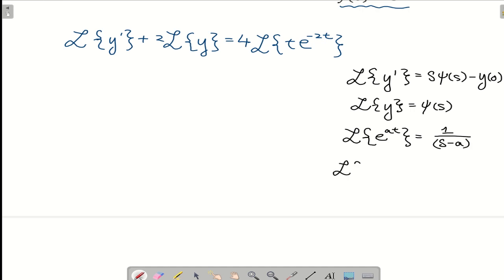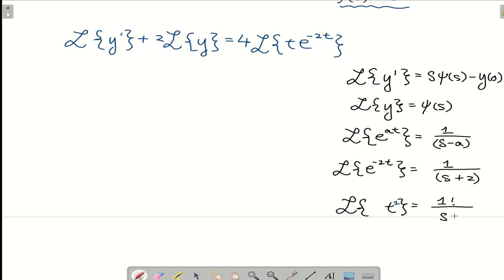The Laplace transform of e to the minus 2t should be equal to 1 over s plus 2, because a is minus 2, so minus a is plus 2. And also the Laplace transform of t itself is equal to, let's see, the power of t is 1, right? So it's equal to 1 factorial over s to the power of 1 plus 1, so it's power of 2. So it's 1 over s to the power of 2.